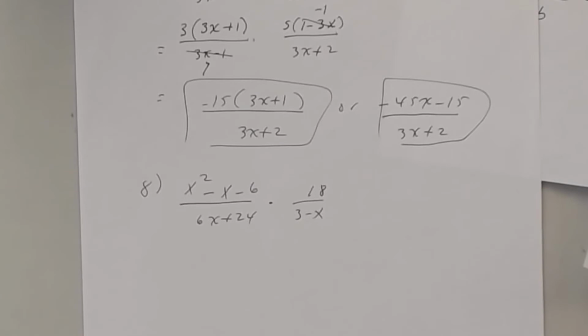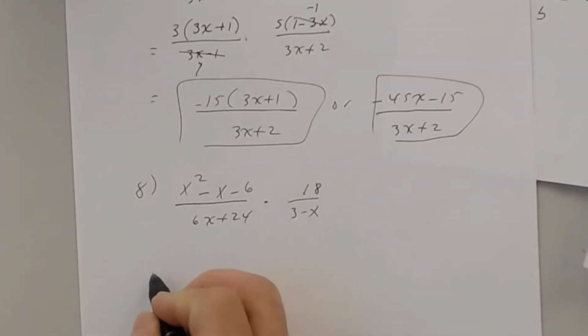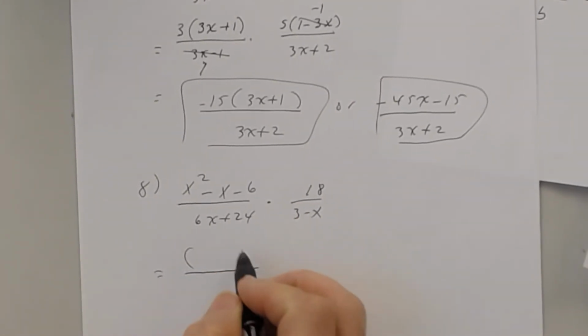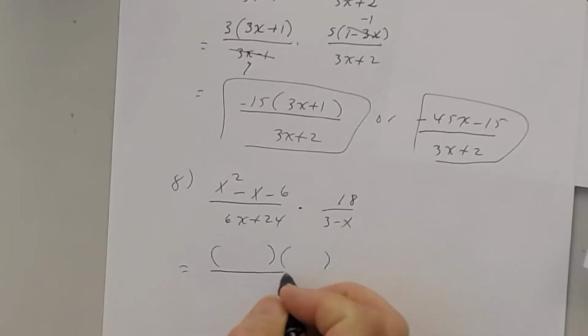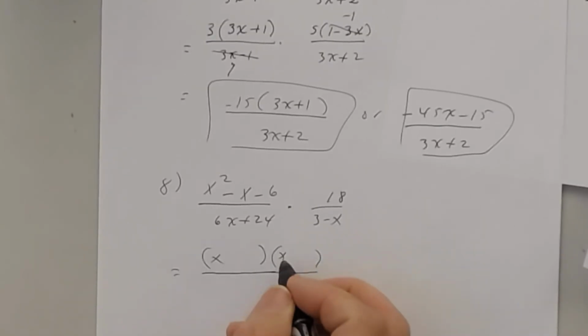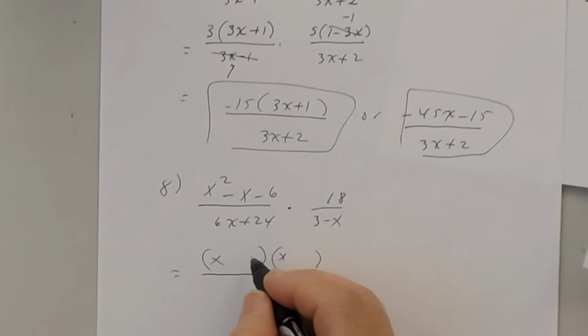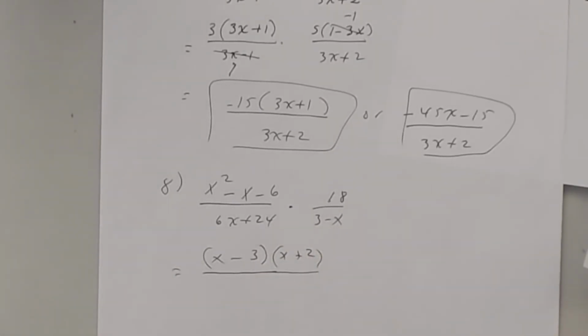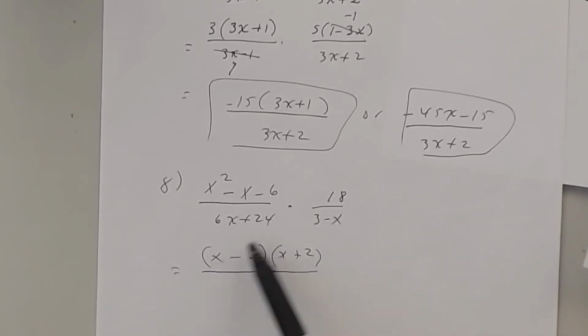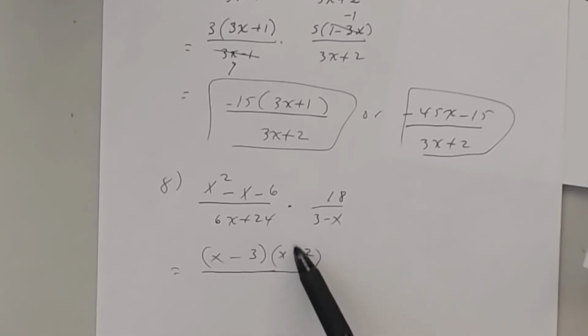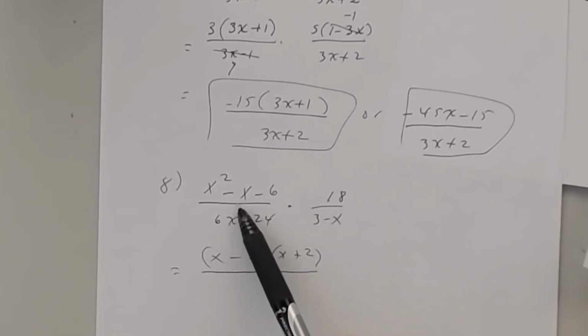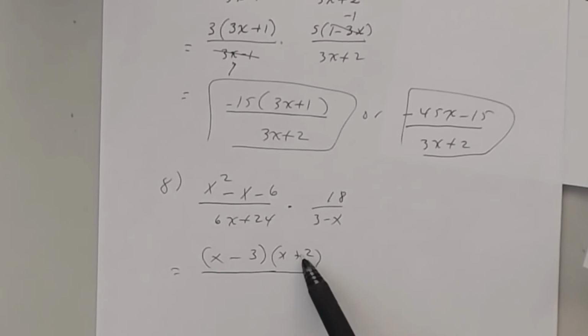Can I factor that first numerator? Yeah. So let's see what we get. It'll be x, 3 and 2 will work. Yeah, x minus 3 times x plus 2. Again, just real quick, check to make sure whichever is correct. The outer is a positive 2x. The inner is a negative 3x. When I add them up, I get a negative x. And then negative 3 times a positive 2 is a negative 6.